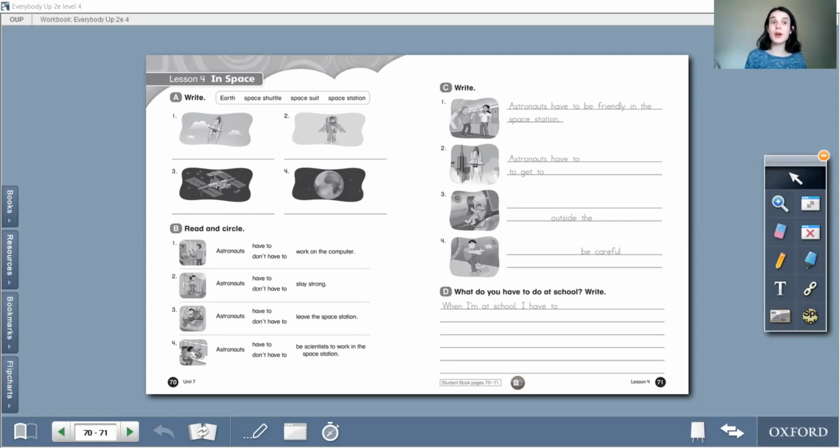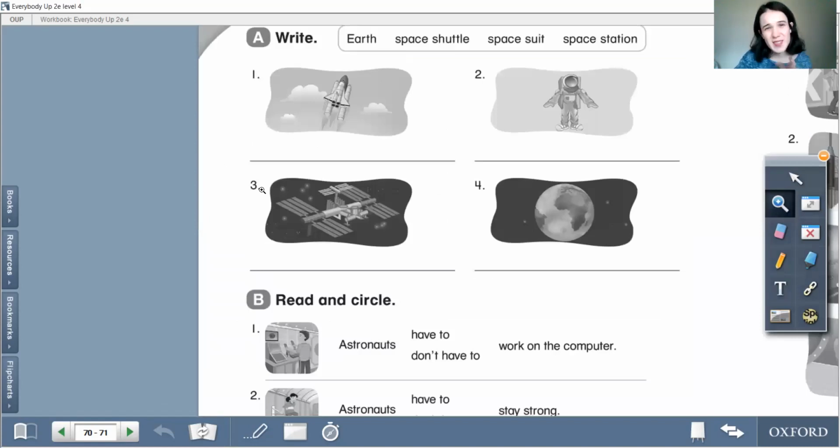Let's start with part A. We have some pictures and we will write their names. I think it's so easy. It's kind of easy peasy, right? Okay, let's do it.